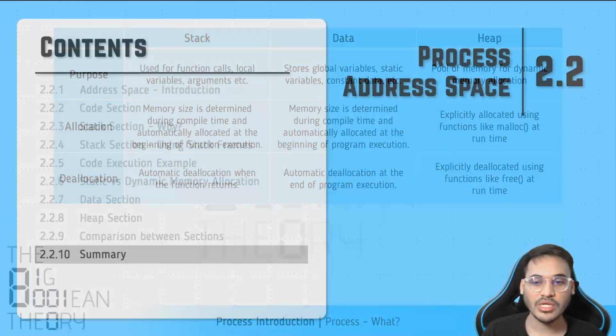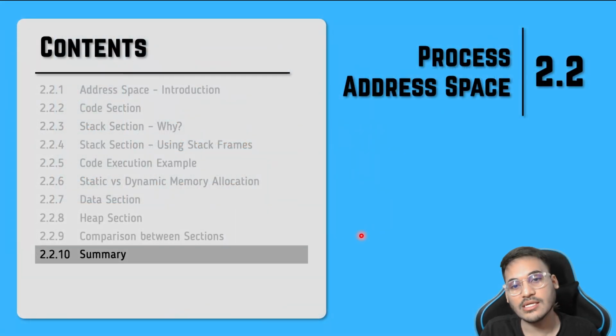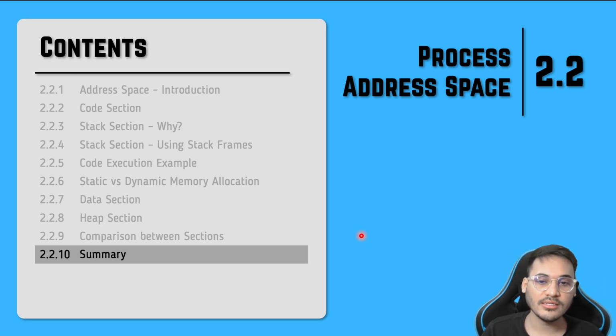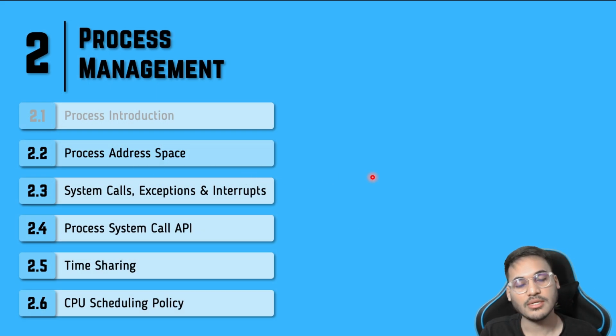So this was about the previous video, and now we are summarizing all of that which we learned through this topic. So now we have completed this topic. Process address space is now completed. Our second topic is done. Now the next topic, the third topic, is system calls, exceptions, and interrupts. Here we will talk about process execution in more detail.